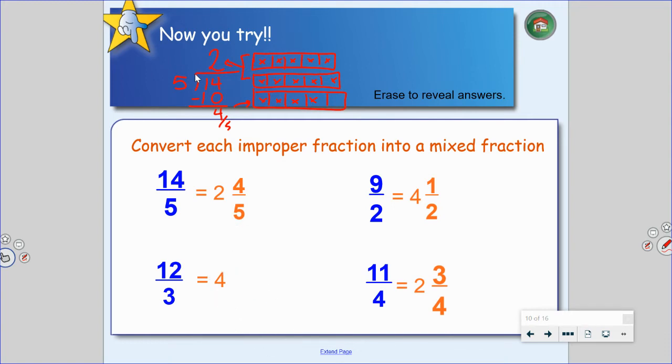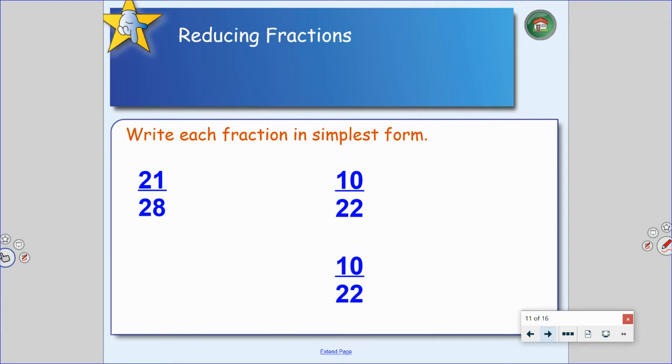Once again, if you need, pause the video, rewind. Otherwise, if that's a strength of yours, let's come back. Folks, why are we doing this? Because we need to talk reducing fractions.